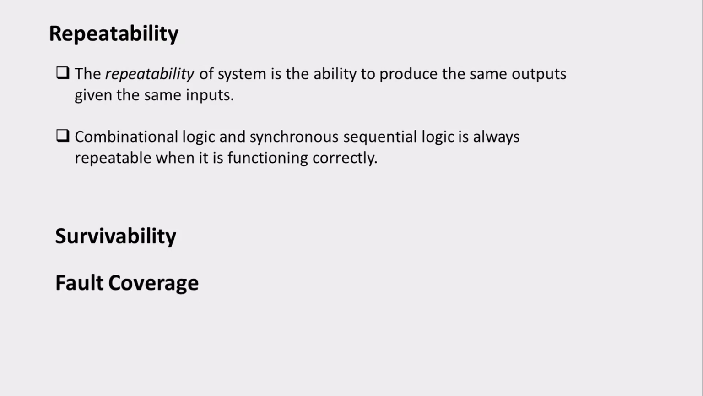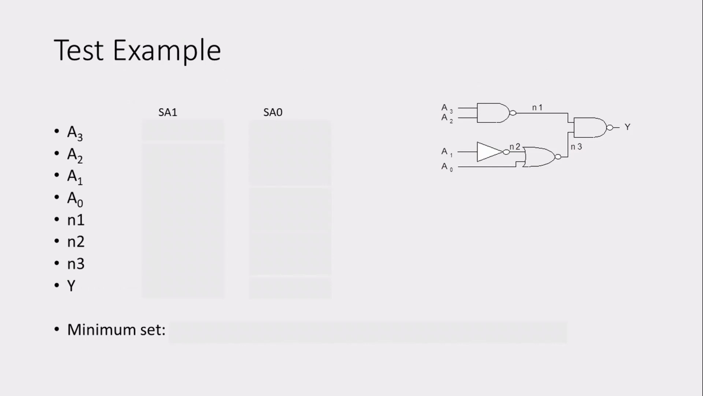Fault coverage is the amount of faults we have covered once the ICs have come out. Let us look at an example. As you can see, on the right-hand side we have a circuit. The circuit comprises two different NAND gates, an inverter and a NOR gate, and these gates have been given some particular inputs.